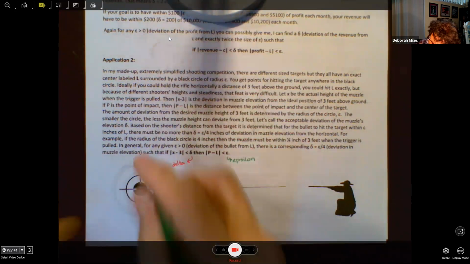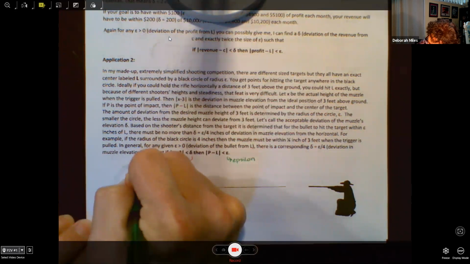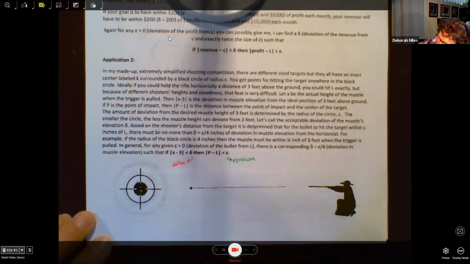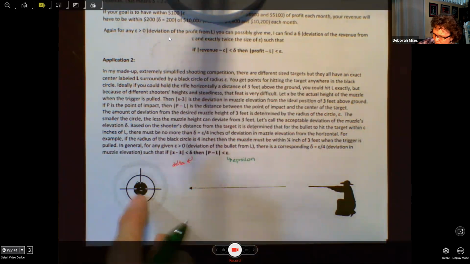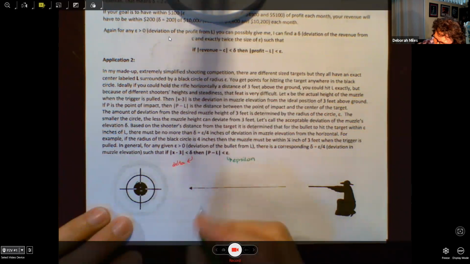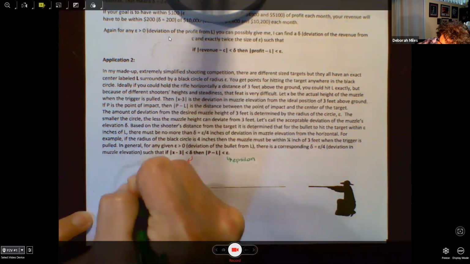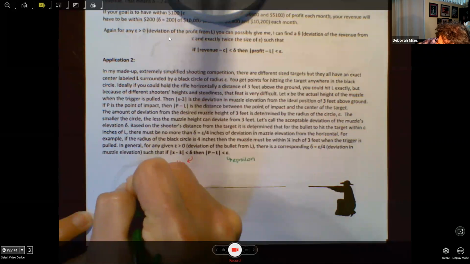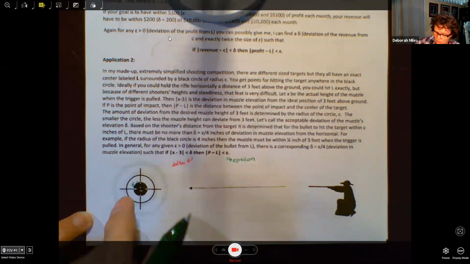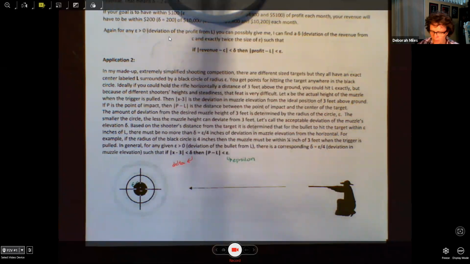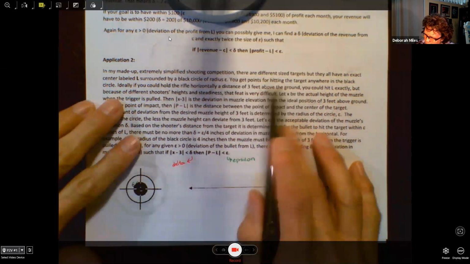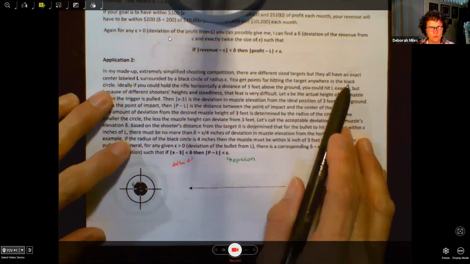And I know that hitting anywhere within, and I may go back sometime and make that a white circle instead of black, because it doesn't show up when you write on it. But if I hit anywhere within that radius of epsilon, I still win the competition, get the points, whatever. Epsilon's the radius of that circle. And again, the shooting competition officials can make that epsilon as small as they want it. You get points for hitting the target anywhere in the black circle.